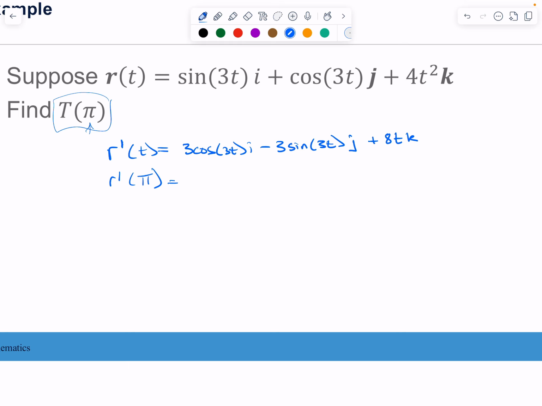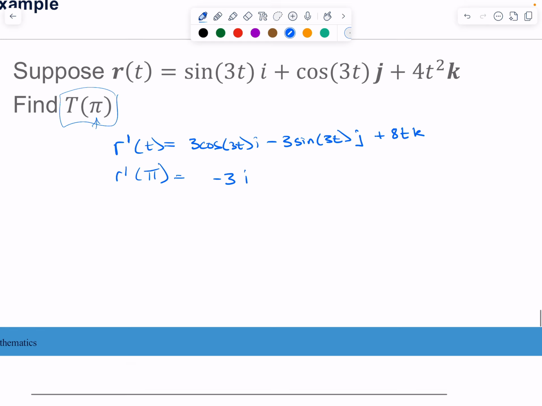So this will be 3 times the cosine of 3 pi. Let's see, the cosine of 3 pi is -1, so this will be -3. The sine of 3 pi is 0, so there will be 0j. I guess I could emphasize that. And then 8 pi times k. Okay, let me do the magnitude of this.